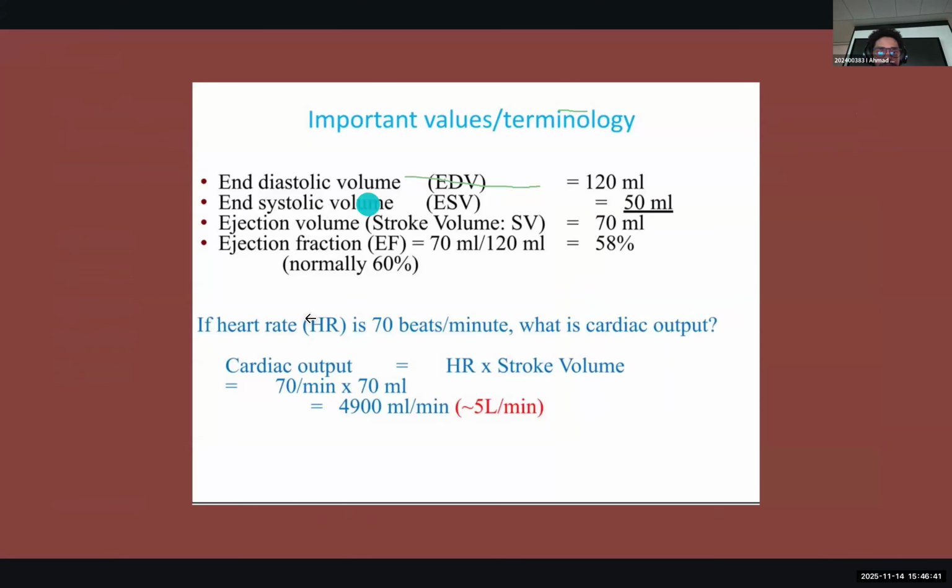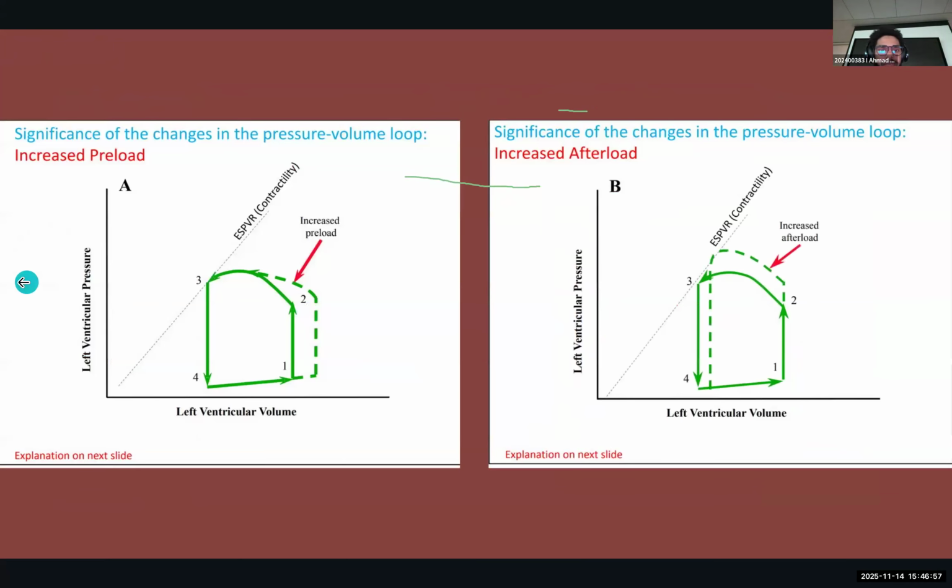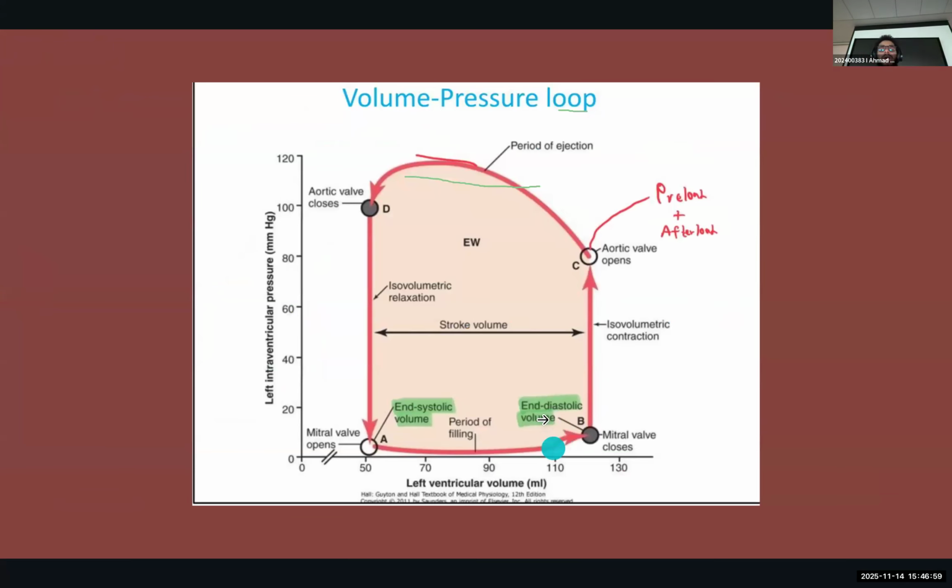Cardiac output is heart rate multiplied by stroke volume. Now, how do you calculate the stroke volume? I forgot to explain this earlier, obviously. Let me explain it quickly, end diastolic volume and end systolic volume. Let's come back to this graph. Now, end diastolic volume and end systolic volume, from the name, we're talking about volume.